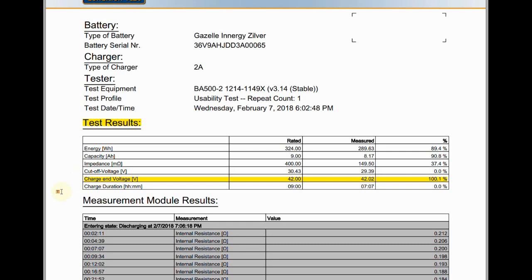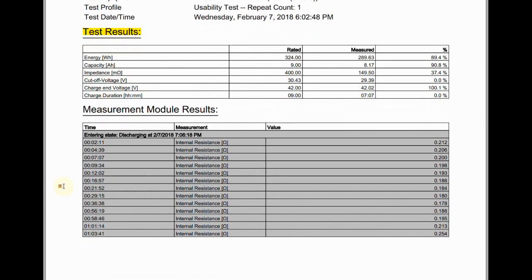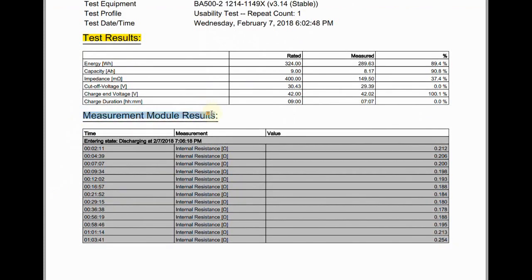Below this, a list of results of measurement modules is given. In the test profile, some special measurements can be programmed. The standard usability test simulates acceleration and a stop with a period time of 2 minutes. At each stop, the internal resistance is measured at 0.5 Hz and printed in the list.